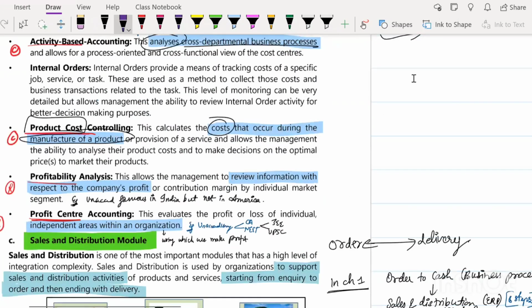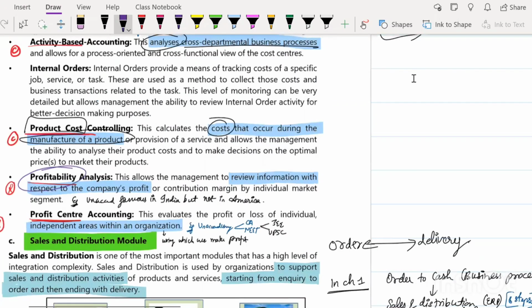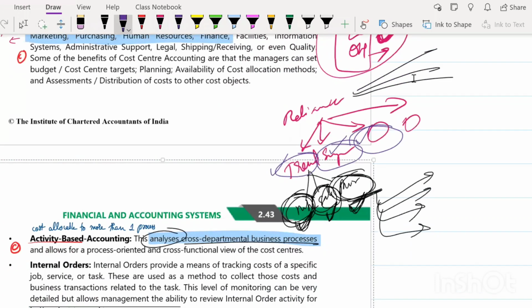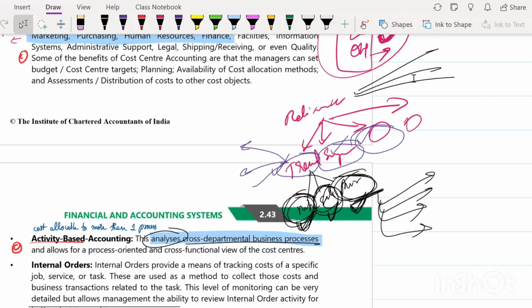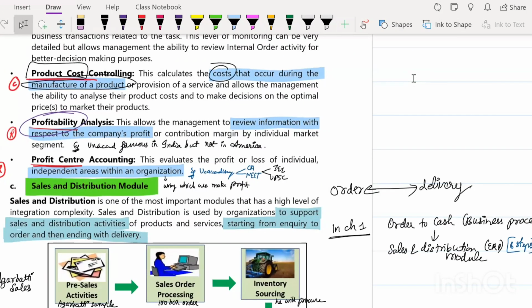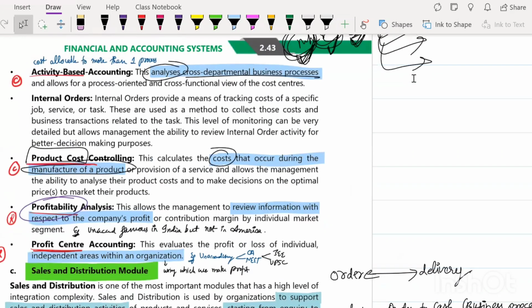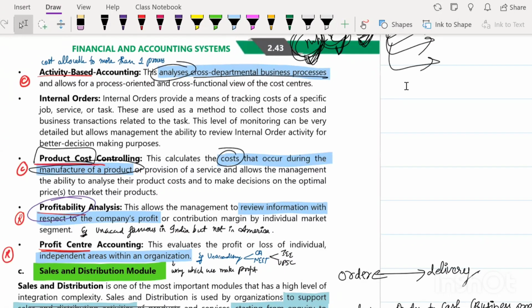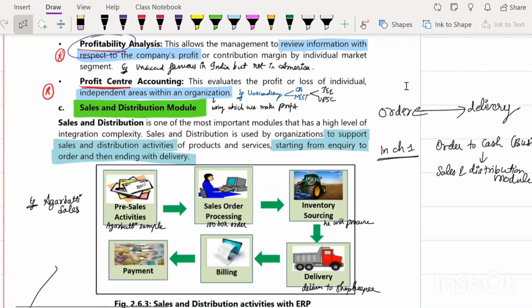Next, you have profitability analysis. You have to analyze whether trends is working well in North India or South India or in India or outside India. This is what is known as profitability analysis. So related to profitability, you have two: one is profit center accounting, and then you have profitability analysis. I hope until this everything is clear.